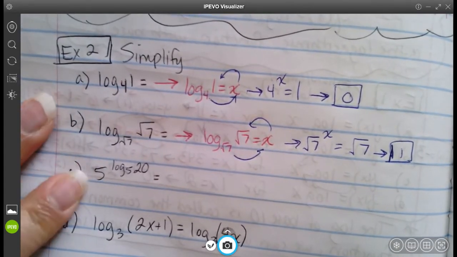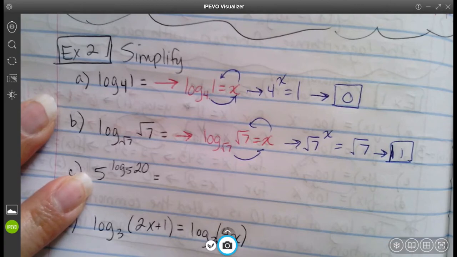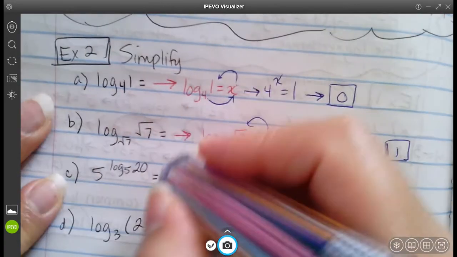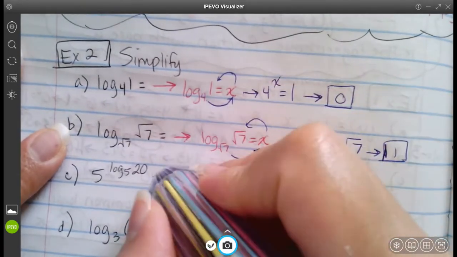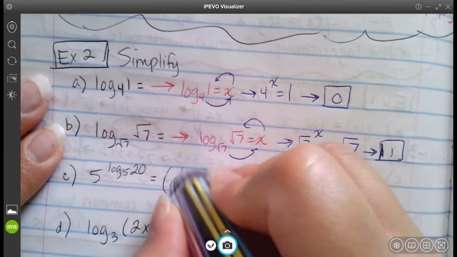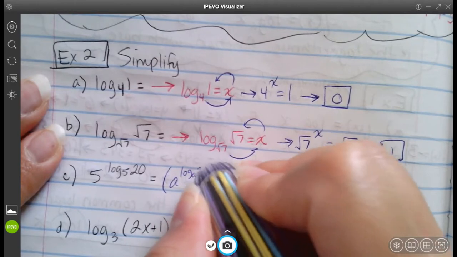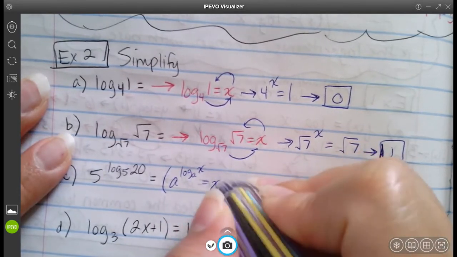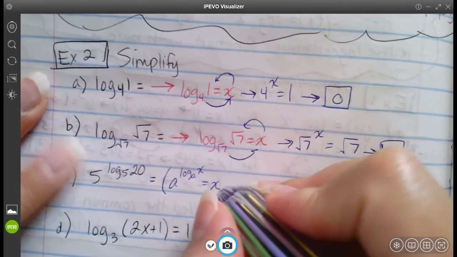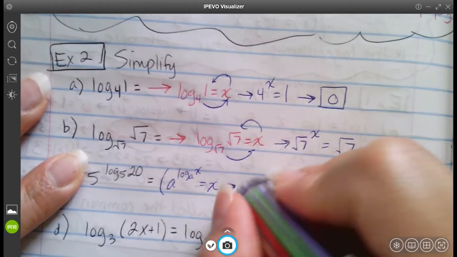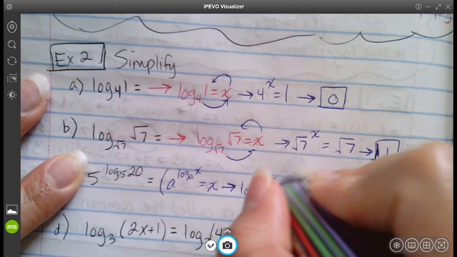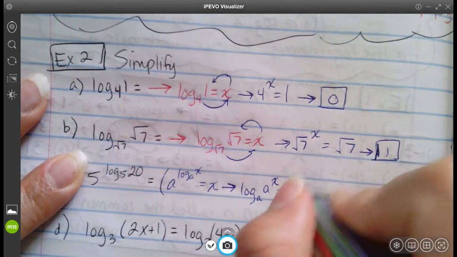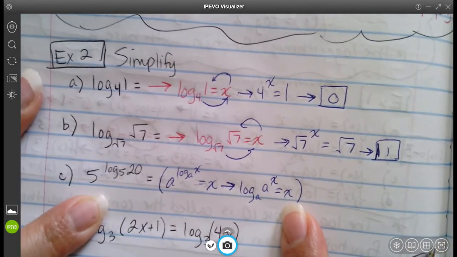Okay. And then letter C, this one's going to follow the third pattern. So all we need to do is look at that pattern and match it this way. This is just a really quick reminder because I don't want to be going back and forth. So we know that a to the log base a of x is equal to x. And this goes with log base a of x, okay, that's equal to x.